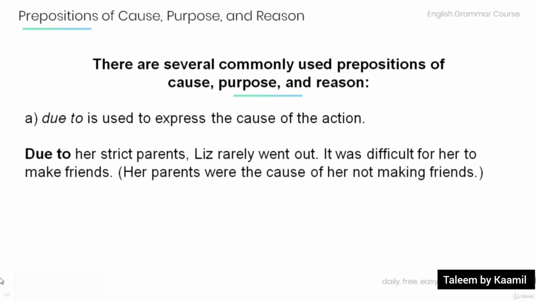Have a look at the example over here. Due to her strict parents, Liz rarely went out. It was difficult for her to make friends. Meaning that her parents were the cause of her not making friends.